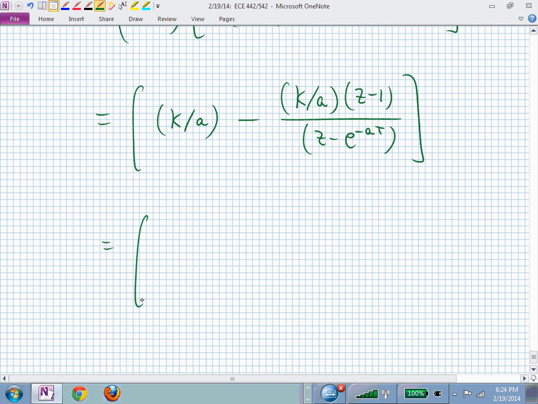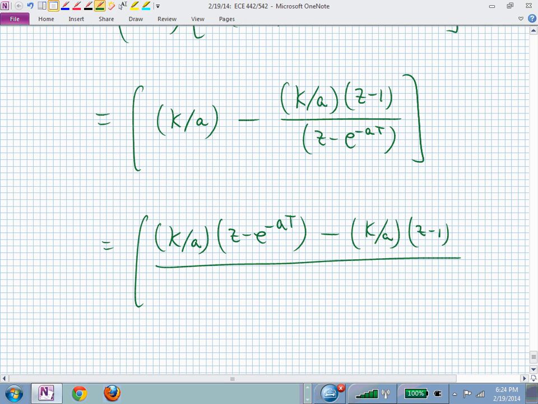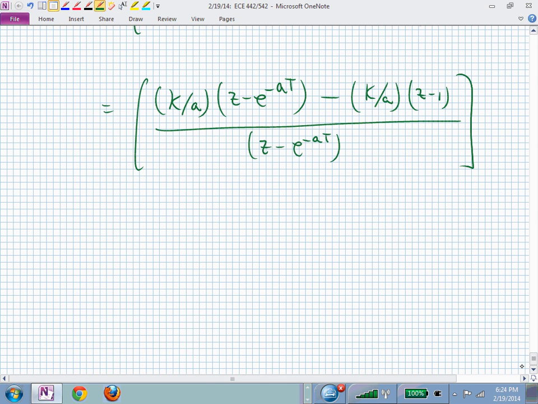But if we put that k over a over the same denominator, that actually simplifies our numerator a little bit. We have a linear factor in z twice, but the coefficient is the same. One has a negative sign and the other's a positive sign. Those z terms cancel in the numerator. We have a k over az minus a k over az.